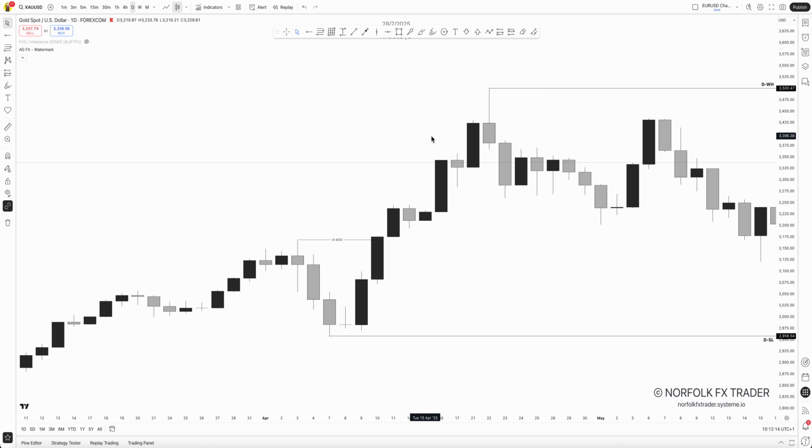And the idea is understanding this structure, as we expect to pull back into this area of discount when we're looking for potential buys to run back for this weak high. But this is the way we look at it, actually marking out our swing high, swing low in that structure.